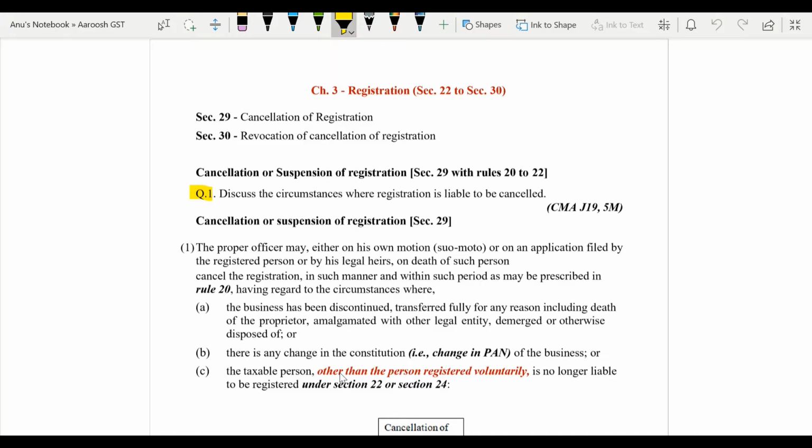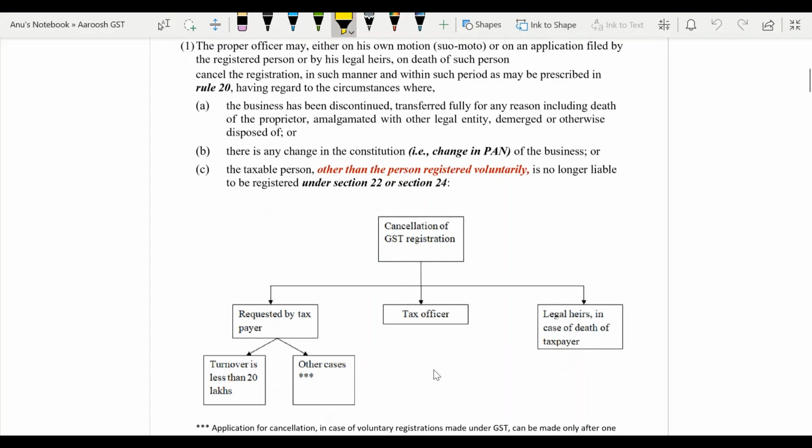C. The taxable person, other than the person registered voluntarily, is no longer liable to be registered under section 22 or section 24, right? So these are the three cases as discussed above when it is requested by taxpayer, right? In one case, when the turnover of the business is less than 20 lakhs, when we are not liable to pay GST, we can cancel our registration. Suppose in the first year I have an aggregate turnover of 40 lakhs, and after 2 years my aggregate turnover is less than 20 lakhs. In that case, I can cancel my registration since I am not under section 22 or section 24, and I'm not liable to pay GST, right?